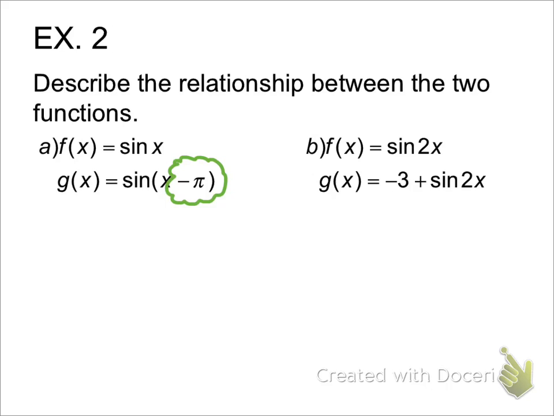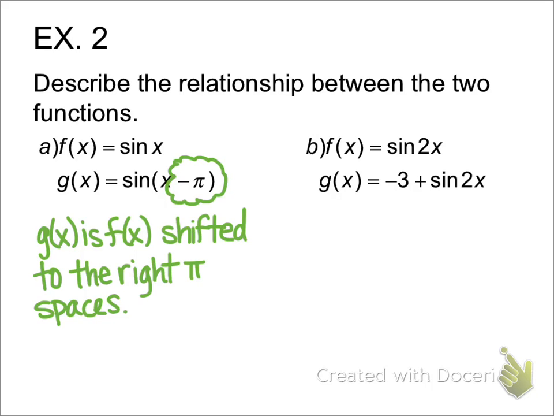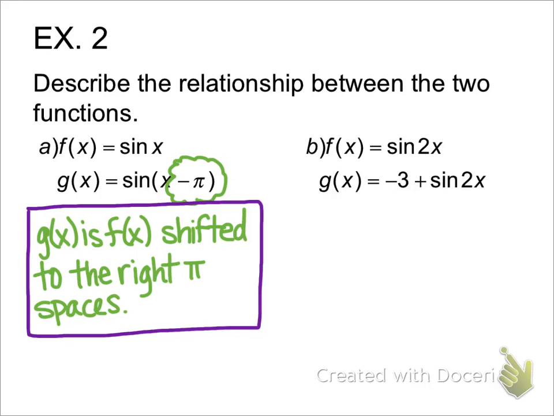So this is going to be a horizontal shift in the graph. Pi spaces, since it's a negative, it's actually going to go to the right that many spaces. It's always the opposite sign that you would think in parentheses. So g of x is f of x shifted to the right pi spaces.